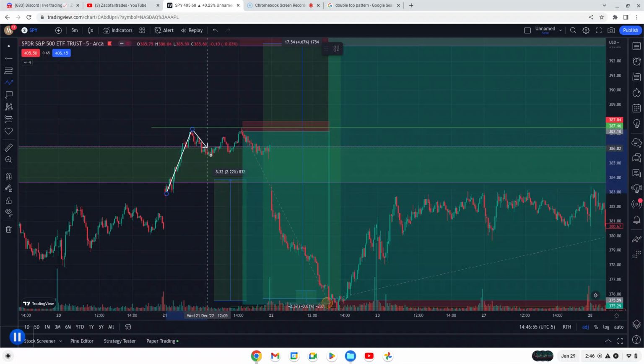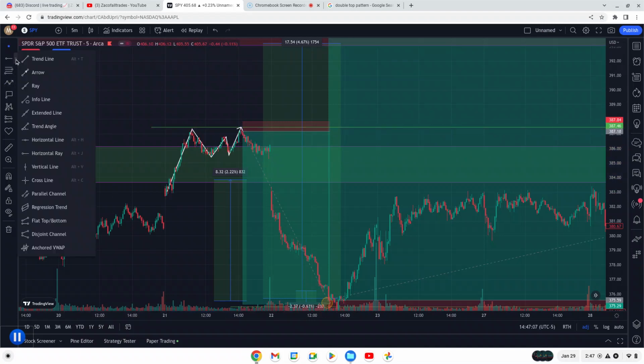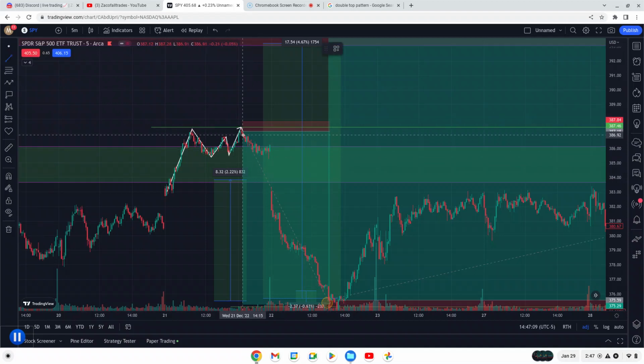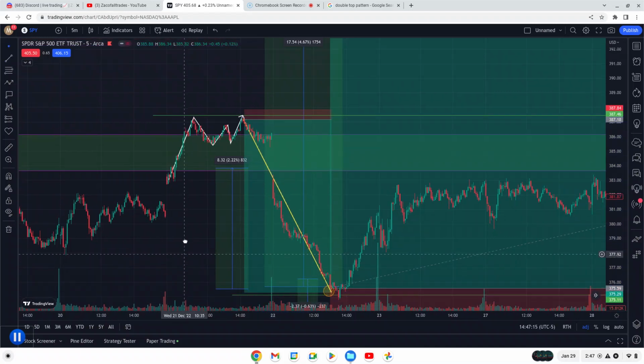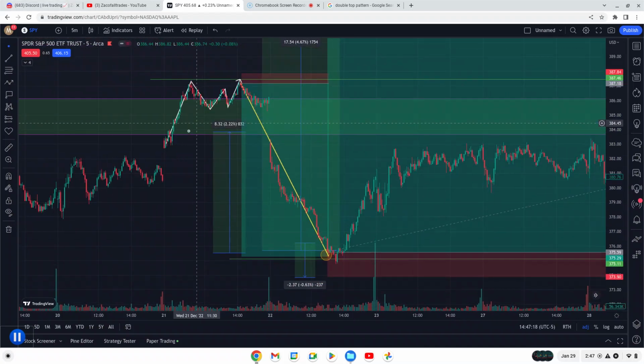Price goes up, comes back down, comes back up, goes back down, and then we get a double top right there. And then the rest is history from there.